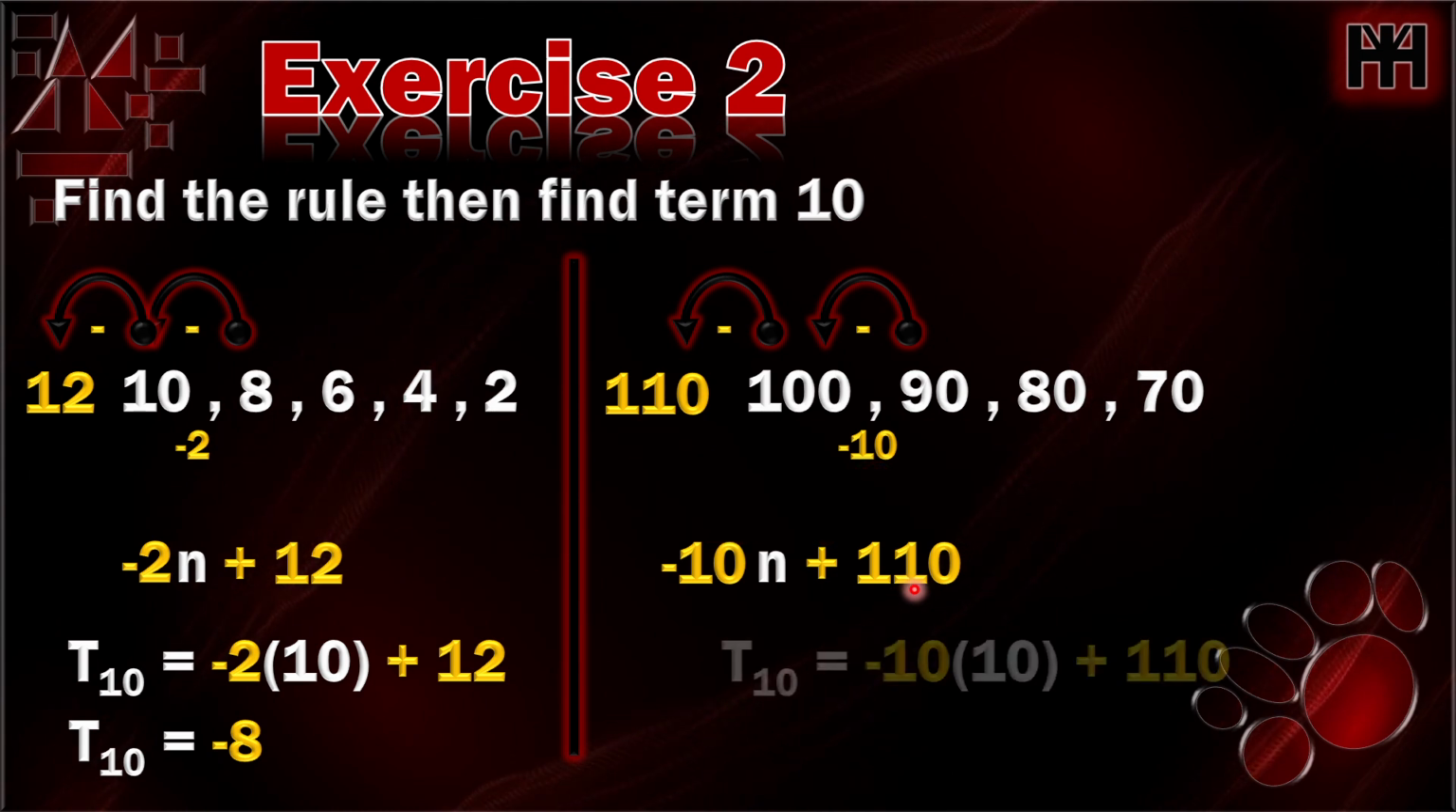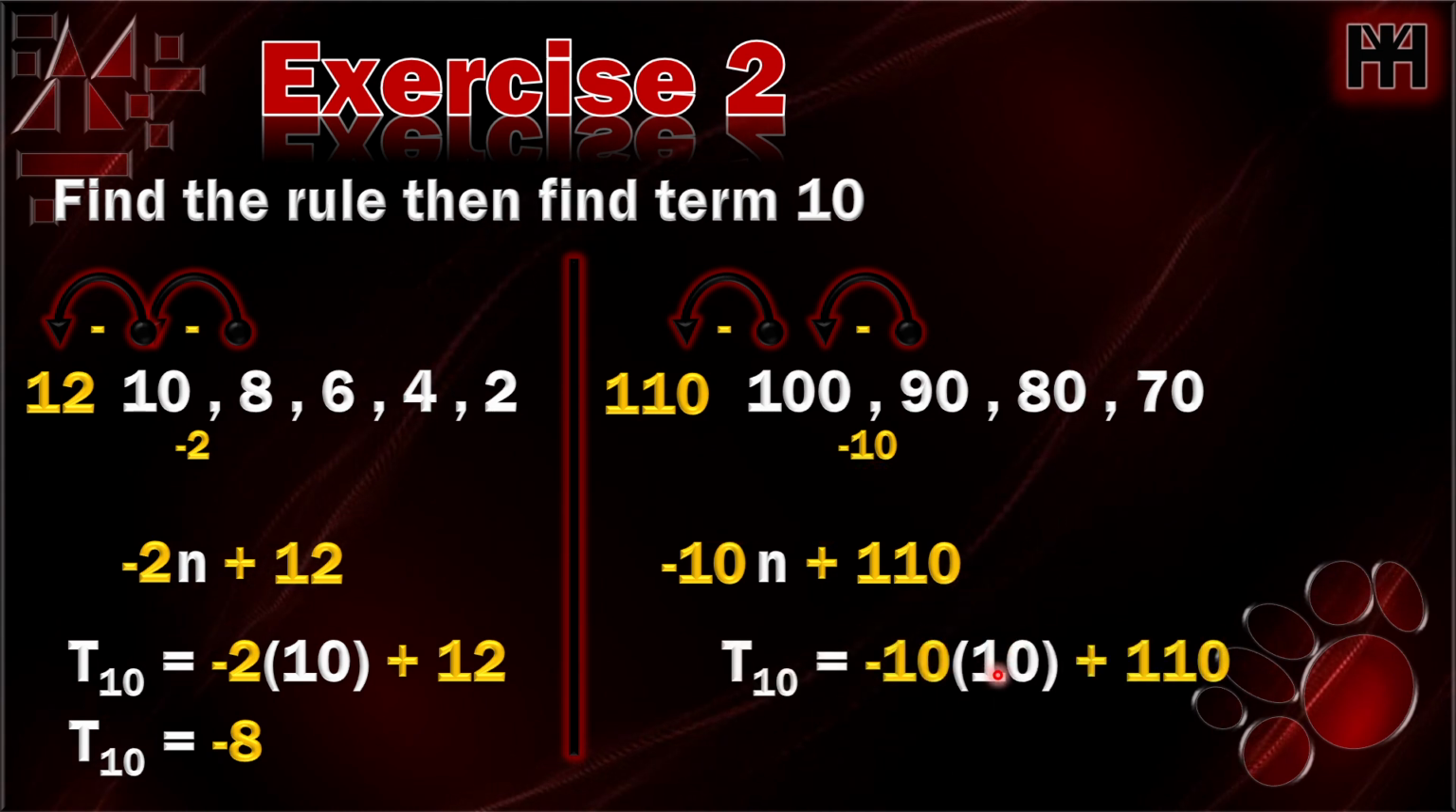So for term 10, we will remove the n and put 10 instead of n. So you have negative 10 times 10 plus 110. So the result will be 10. Term 10 will be 10.